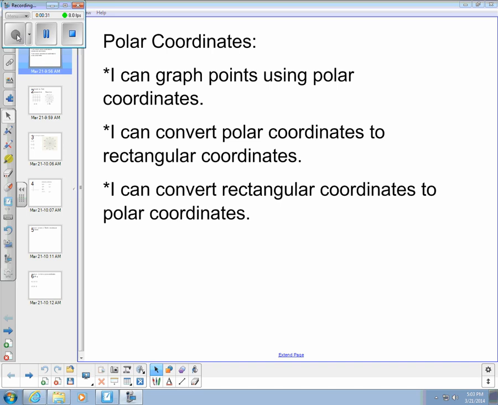Make sure that you write down the goals as your essential question in your notes, and be sure to set up your paper in Cornell format.